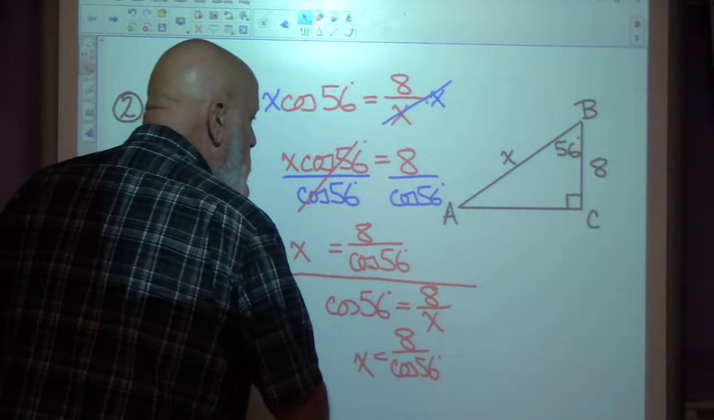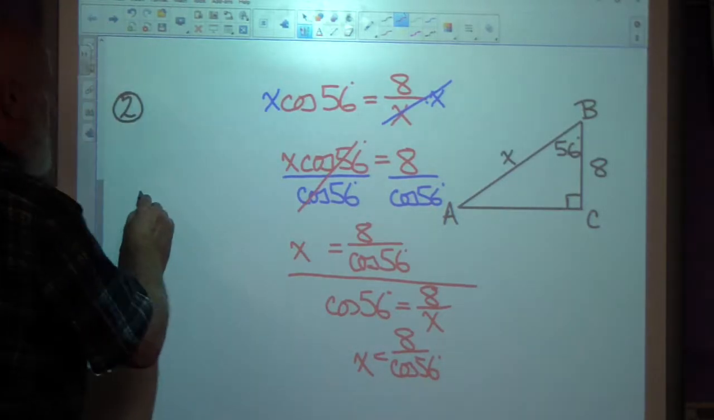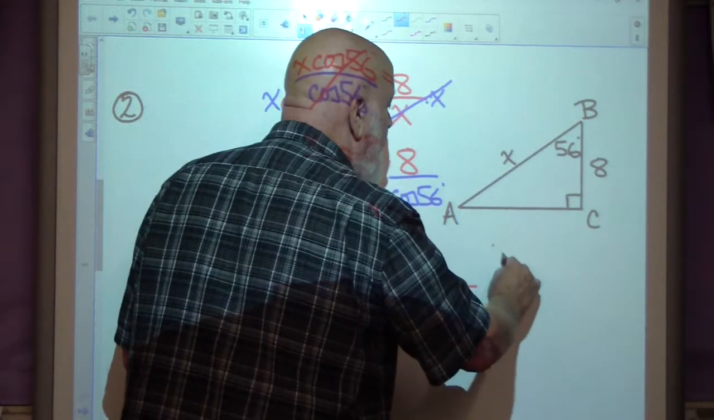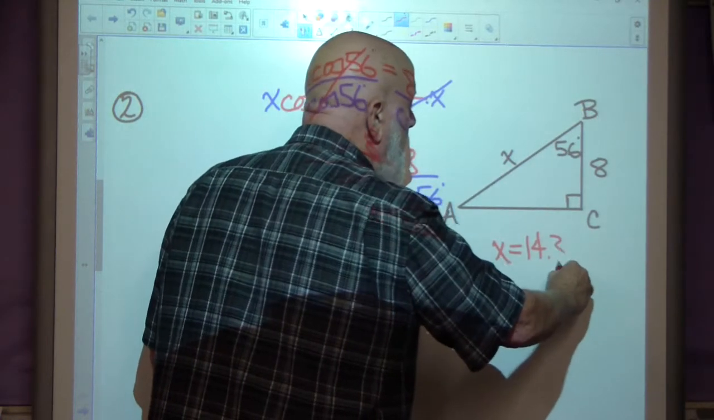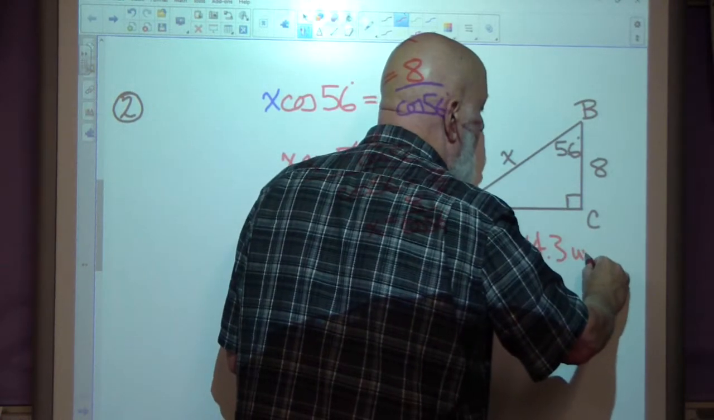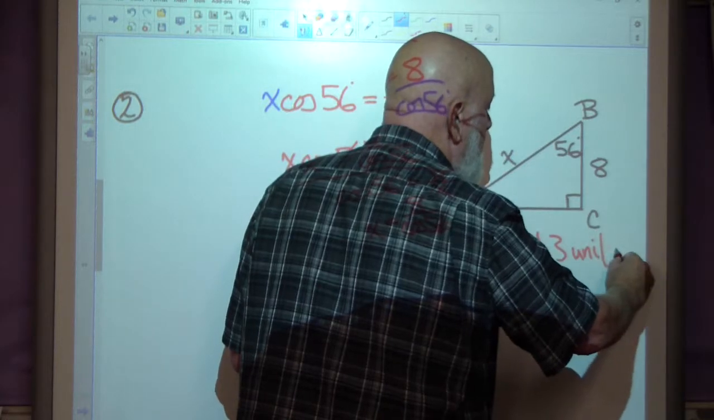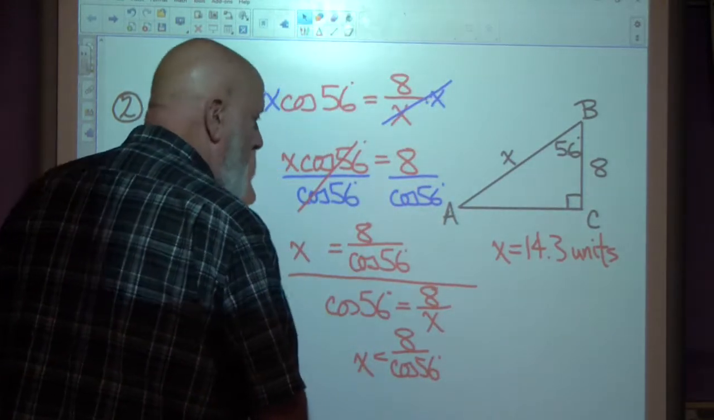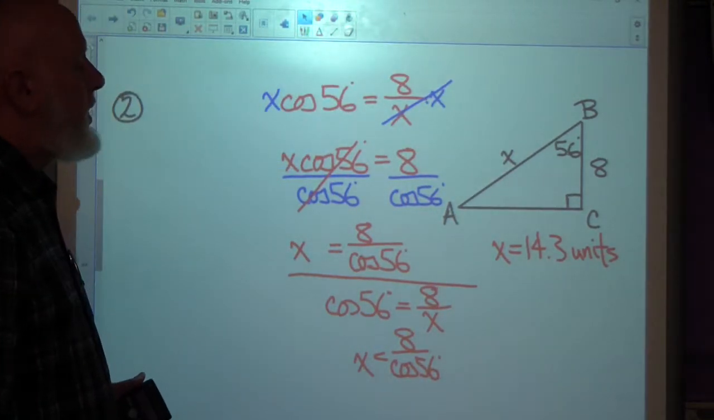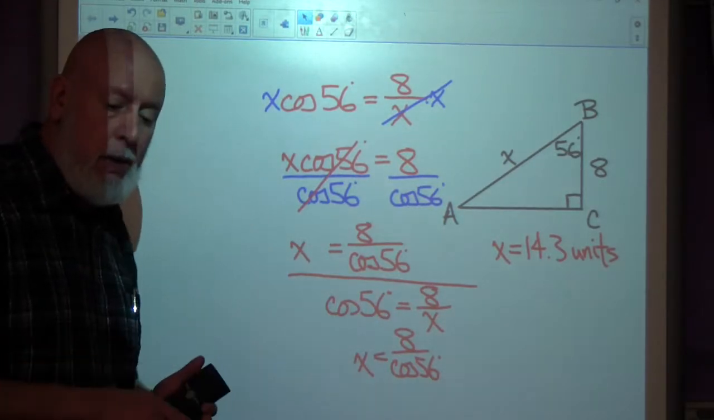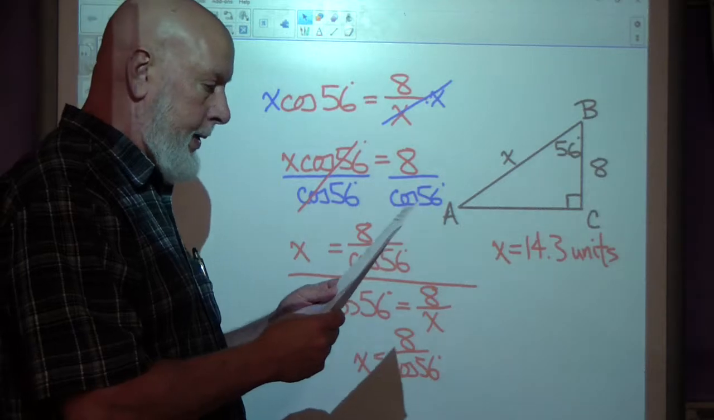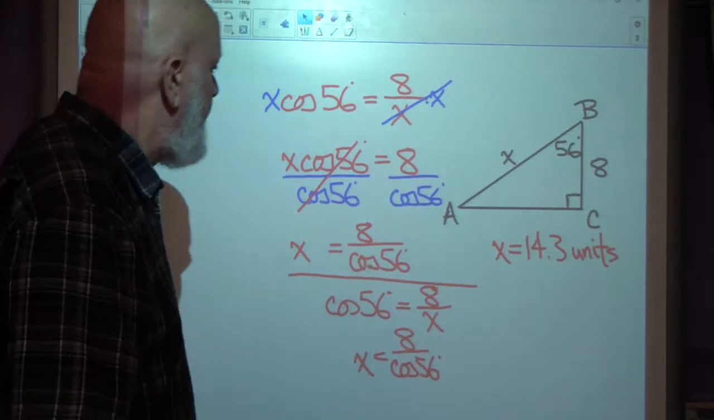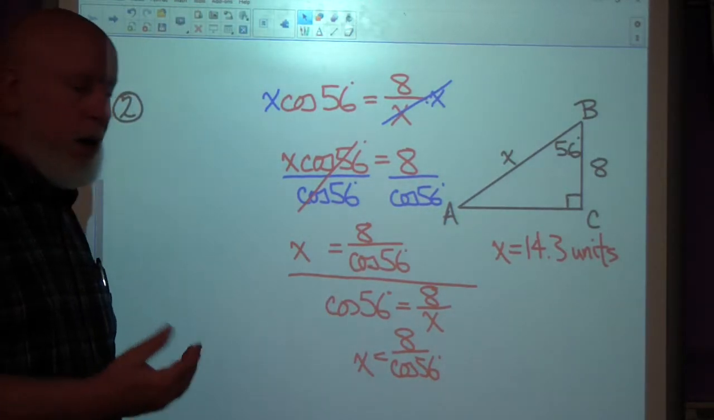14.3. I'm asked to round it to the nearest tenth. So I would say x is equal to 14.3 units. Be inches or miles or whatever. We don't know what the unit is, but whatever it is, there will be 14.3 of them approximately. And now I'll check to see if I've gotten it correct. Yay, 14.3. All right, so let's take a look at another one.